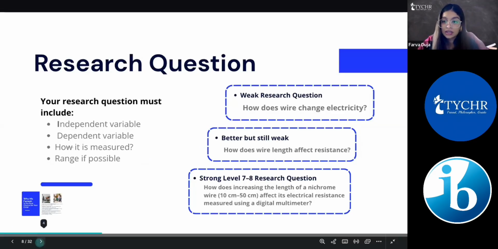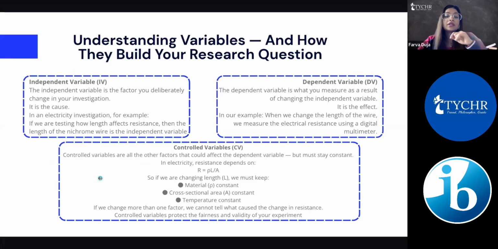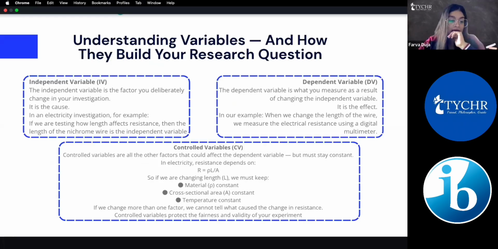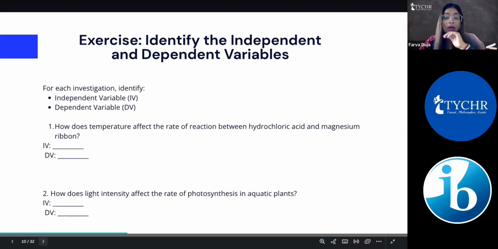All right. So moving on, this slide is just explaining a little bit in depth what the difference between an independent variable and dependent variable is. I actually have another slide with a couple of questions that's going to clear this up. So why don't we go through this? What's happening on this slide is, question number 1, how does temperature affect the rate of reaction between hydrochloric acid and magnesium ribbon?